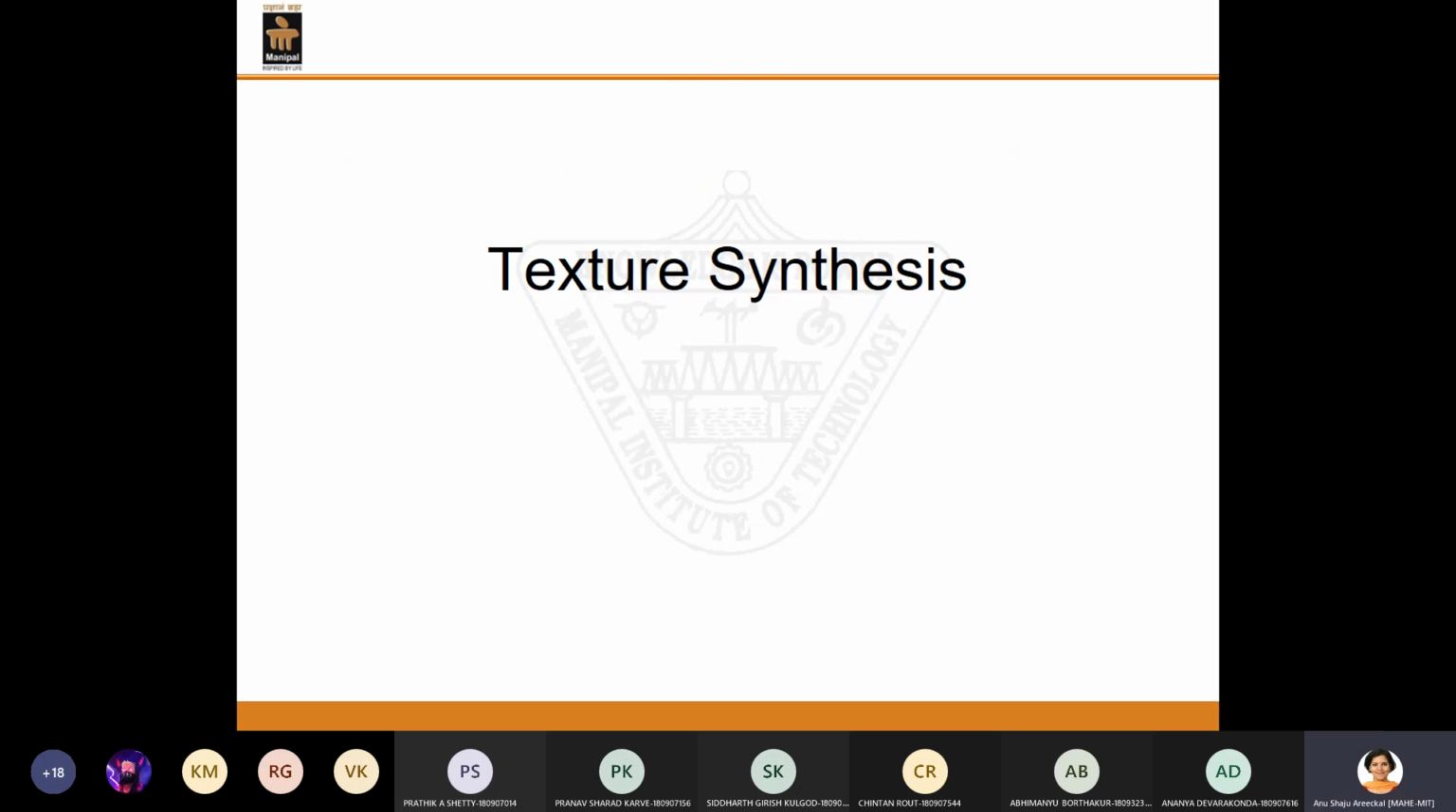Okay, so before we go to texture synthesis, these texture feature extraction methods are not limited to these four texture methods that have been discussed, but there are other techniques also which are used. But these are the most popularly used ones, and this would help to give you a better idea of how texture features can be used to describe a particular image. Okay, if you have any doubts till now, I'll take that.